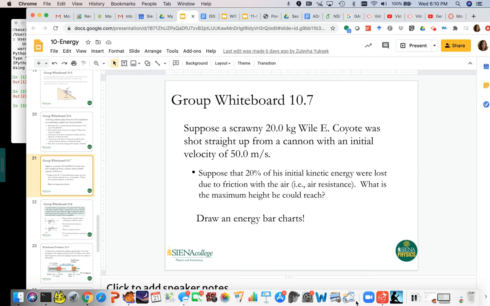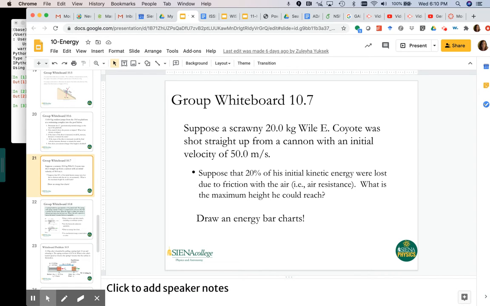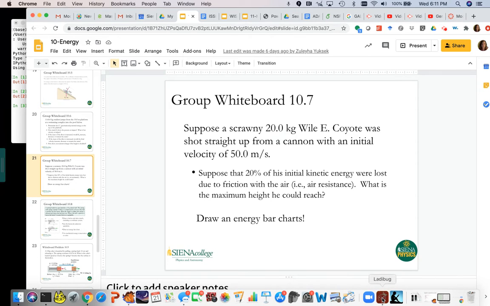Hey, we're going to do whiteboard problem 10.7. We have a scrawny 20 kilogram Wile E. Coyote who is shot straight up from a cannon with an initial velocity of 50 meters per second. Suppose 20% of the initial kinetic energy were lost due to friction with the air. Okay, 20% lost. What is the maximum height Wile E. Coyote could reach?